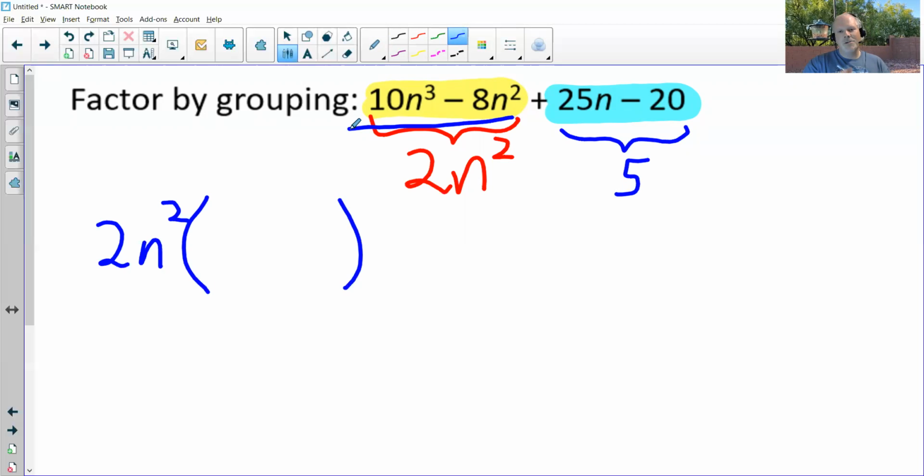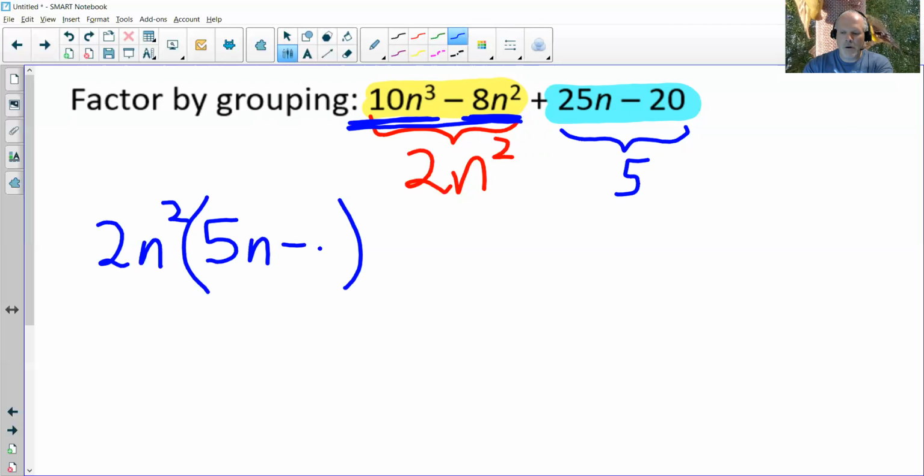Remember, we are undistributing. So in other words, 2n squared times what equals 10n cubed? Well, that would be 5n, because 2n squared times 5n is 10n cubed. 2n squared times what equals -8n squared? Well, that would just be -4, because 2n squared times -4 is -8n squared.